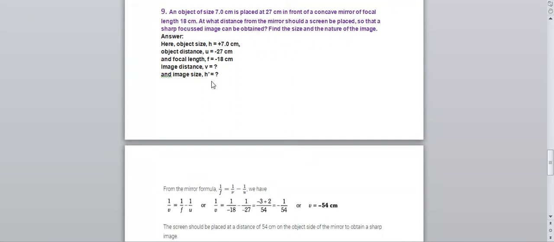So these are the data which are given in the question. Object distance u is given, image distance v is given, focal length is given. We have to find the image distance and size of the image, that is h dash. So we have to apply the mirror formula: 1 by v plus 1 by u is equal to 1 by f. By applying the mirror formula you will get the answer of the image distance as minus 54 centimeter.